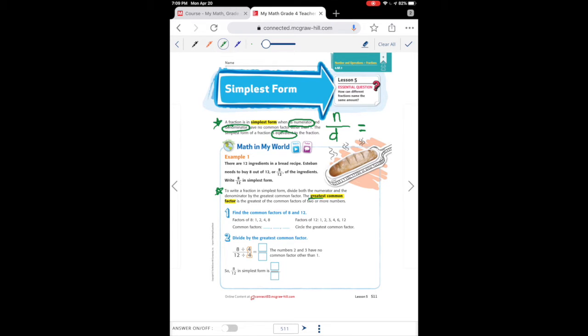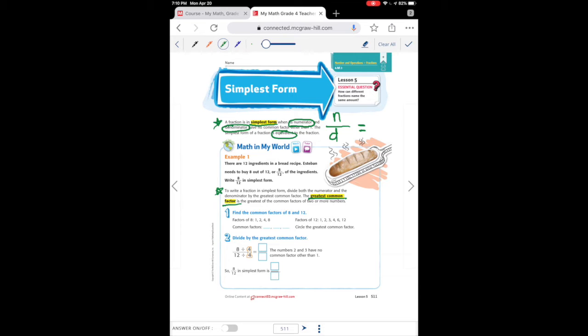Notice how greatest common factor and simplest form are highlighted. That means they are vocabulary words. So on our chapter test, there's a good chance that those are going to be questions on there. What do those words mean? So make sure we really understand what simplest form and greatest common factor are. Step 1, find the common factors of 8 and 12.